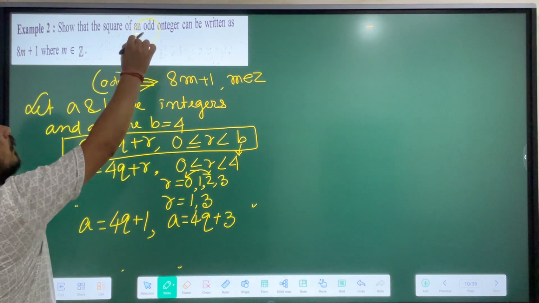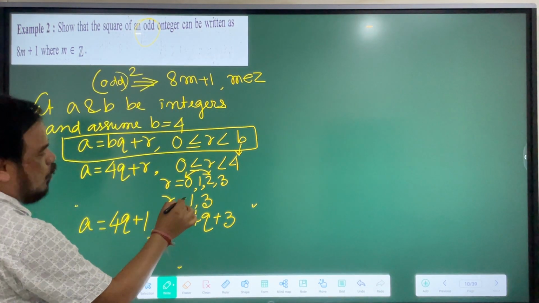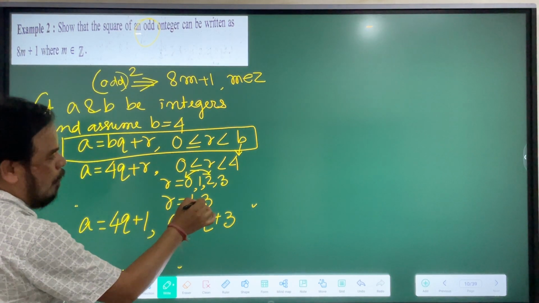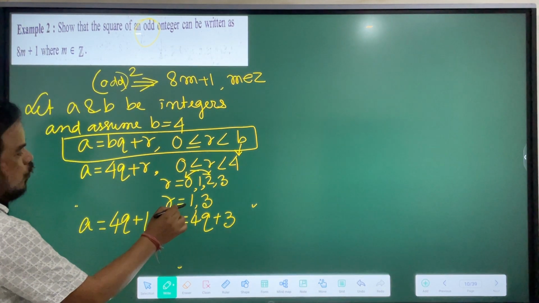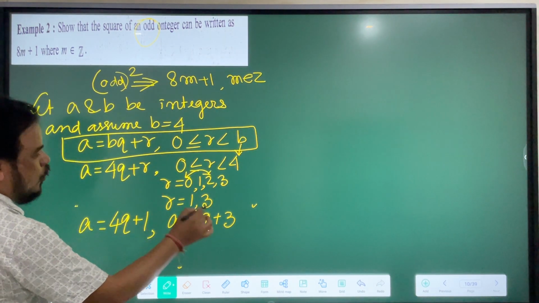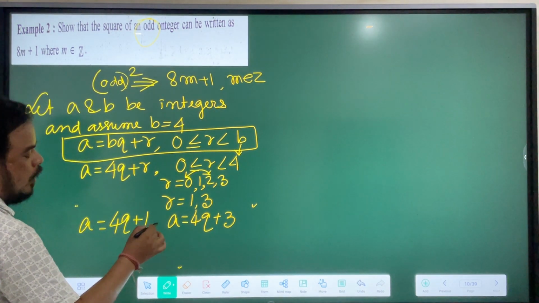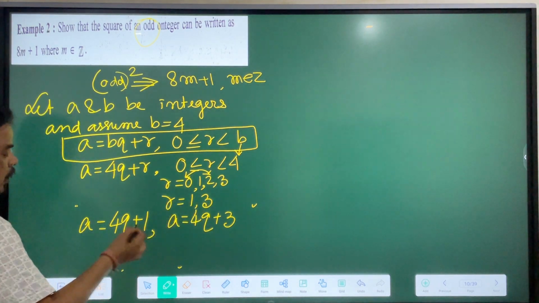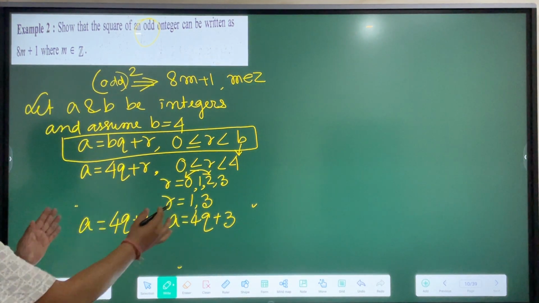In place of odd, if it is given even integer, then we could have neglected 1 and 3 and written 0, 2. So once we will put R equals 1, next we will put R equals 3. A equals 4Q plus 1 and A equals 4Q plus 3. Now we will do squaring. Both we will do squaring.